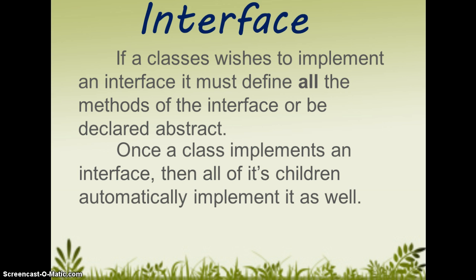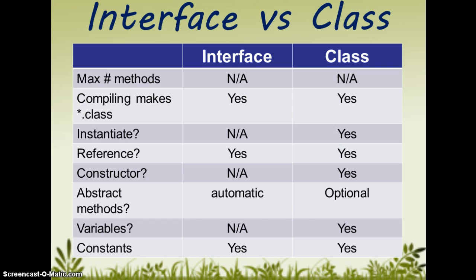The second part's interesting. Once a class implements an interface, all of its children automatically implement that interface. So if higher up in the family tree, some parent implements the Pet interface, all children of that parent automatically pick up that Pet interface free of charge. So they have that alternative type and they have all those same methods that are obligated.